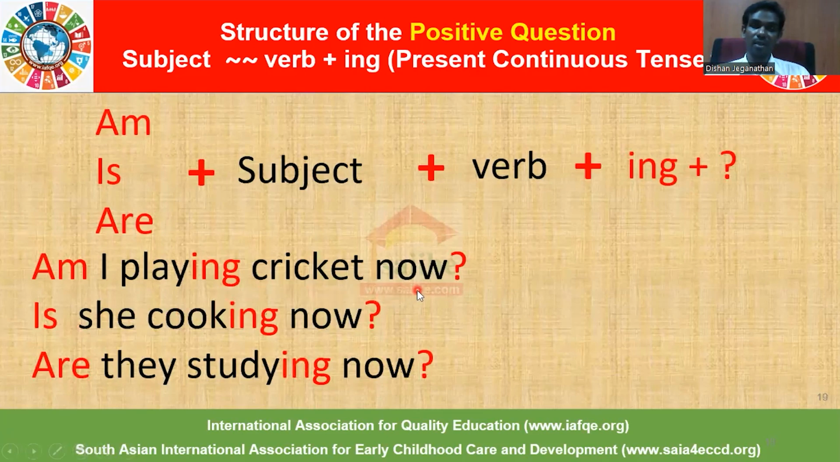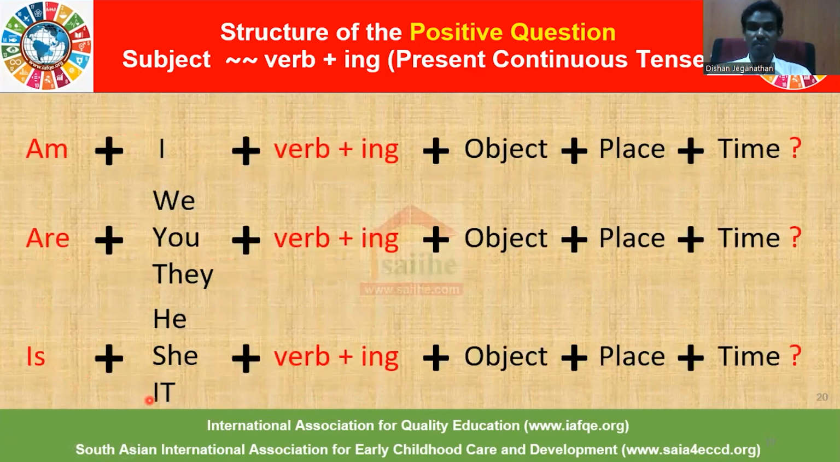Am I playing cricket now? Is she cooking now? Are they studying now? These three questions are referring to events that are happening in a particular situation. Therefore, let's look at a detailed version of the format. For first person narrative, the formation would be am plus I plus verb plus ing plus object followed by place and time.